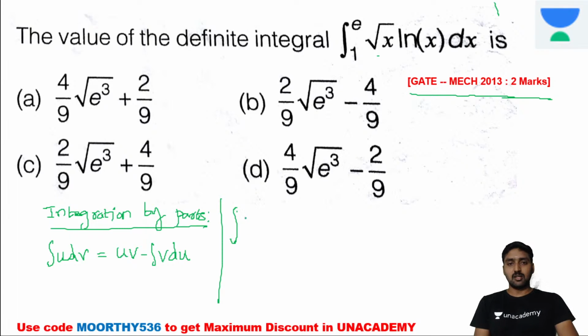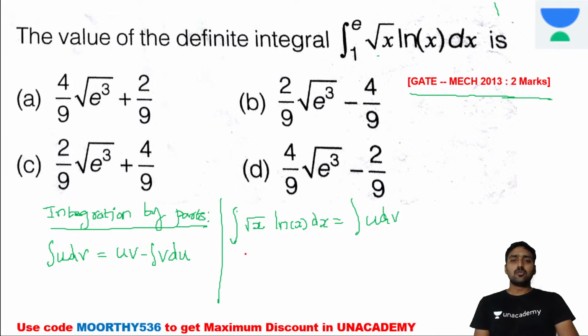That means we are going to convert the definite integral. It's root x into logarithmic of x into dx. It will be compared with integral of u dv. Now, which parameter is u, which parameter is dv? So this is what we need to decide now.